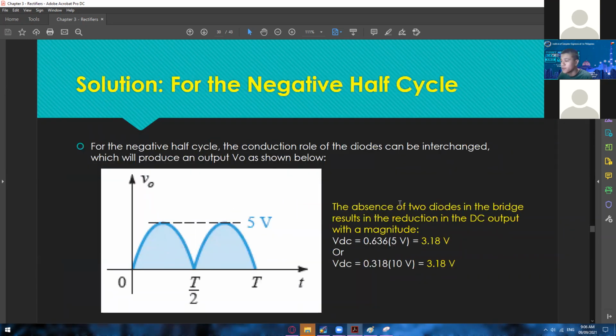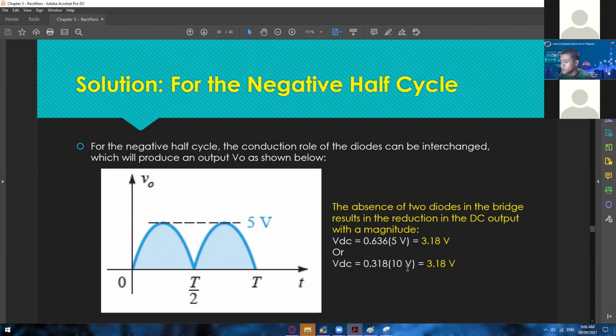And then this is the solution for the negative half cycle. We have the positive half cycle, which is 5 volts, so of course, we also have a negative 5 volts reading. And then the absence of 2 diodes in the bridge results in the reduction in the DC output with a magnitude of 3.18 volts. You can use this formula: 0.636 times 5 volts, or if you want to get the VI itself, 0.318 times 10 volts. This is for the first one, and the same for the next one, which is negative 3.18 volts.